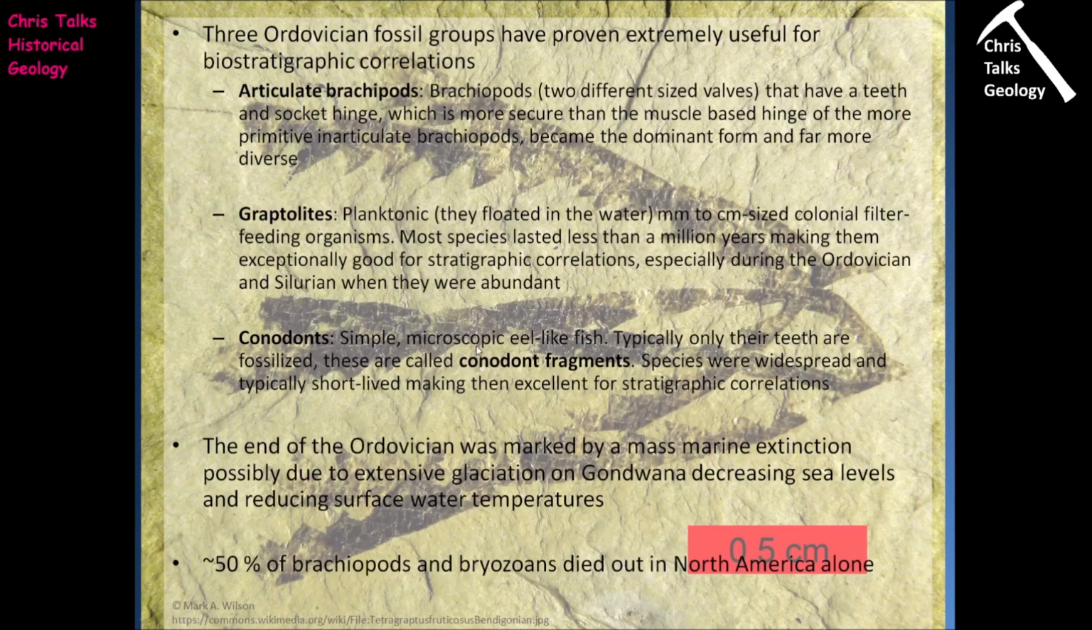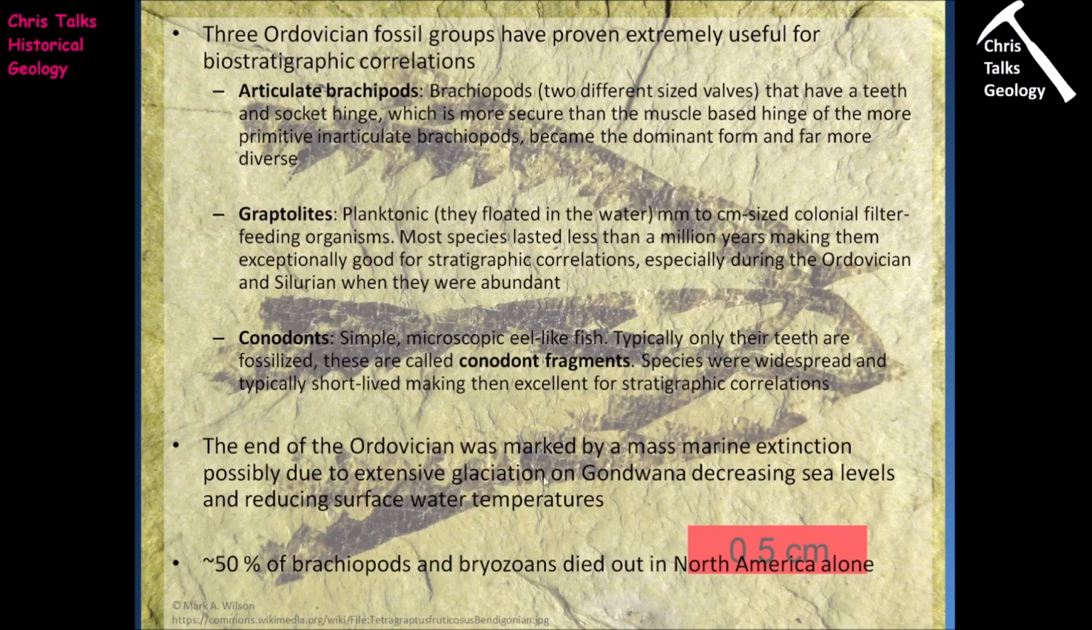And so what you can do is you can take a rock, you can pulp it, you can essentially sieve it, and you can remove the teeth fossils from the rock, and then you can classify the different teeth, and identify the different conodont species. These are commonly referred to as conodont fragments. And once again, conodonts, like the graptolites and the brachiopods, during the Ordovician become extremely widespread, and so once again they're absolutely great for biostratigraphic correlation.